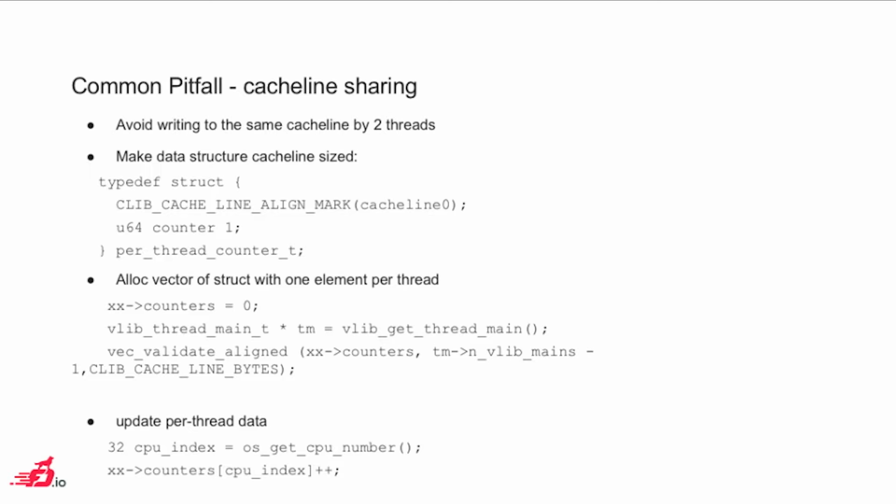So even if you have one u64 value in this structure, the size of it after applying this macro will be 64. So if you are building an array or vector of those structures, each of them will fall on its own cache line. And then every worker thread can use its own instance in the vector.